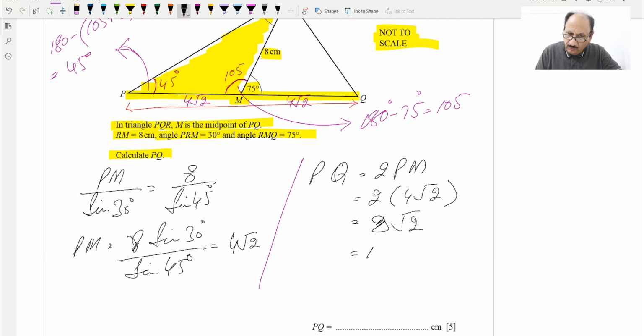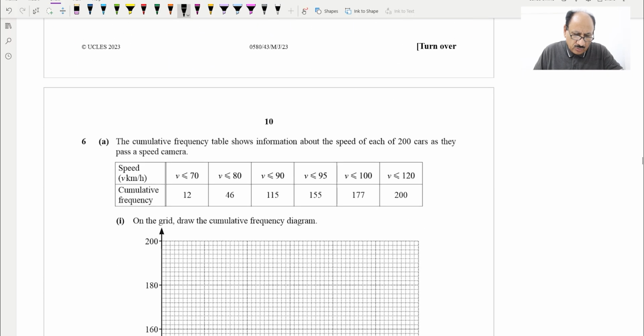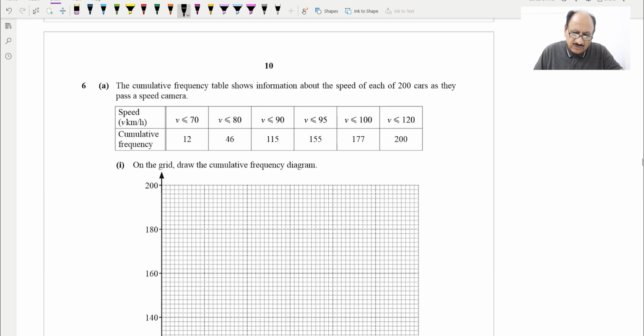11.31 will be in centimeters. This is our answer for 5 marks. Hopefully you understand this. Now here comes question number 6.